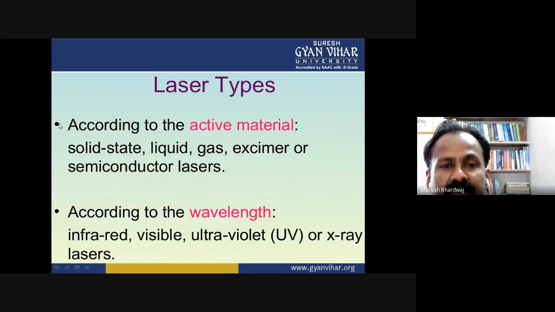Laser types according to the active material: solid state, liquid, gas, excimer, or semiconductor lasers. According to the wavelength, we classify lasers into two types: one on the basis of active material, one on the basis of wavelength. Wavelength ranges: infrared, visible, ultraviolet, or X-rays.